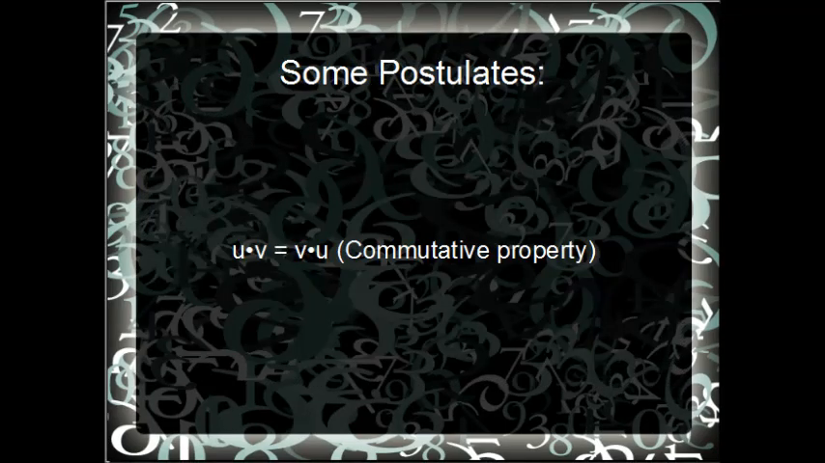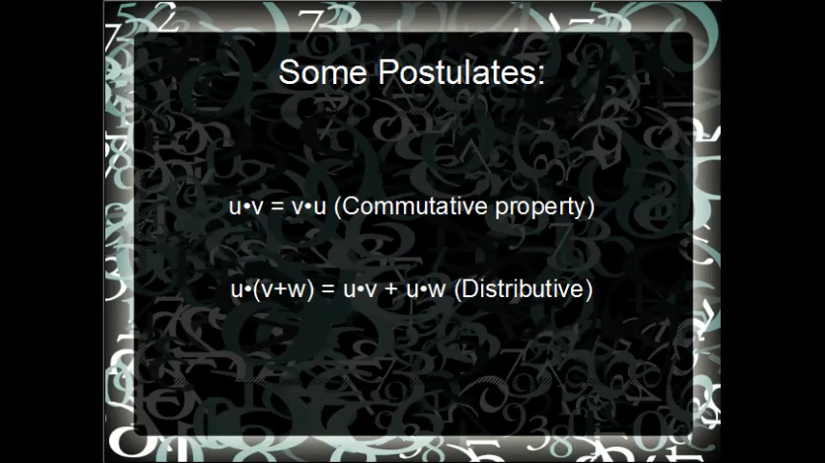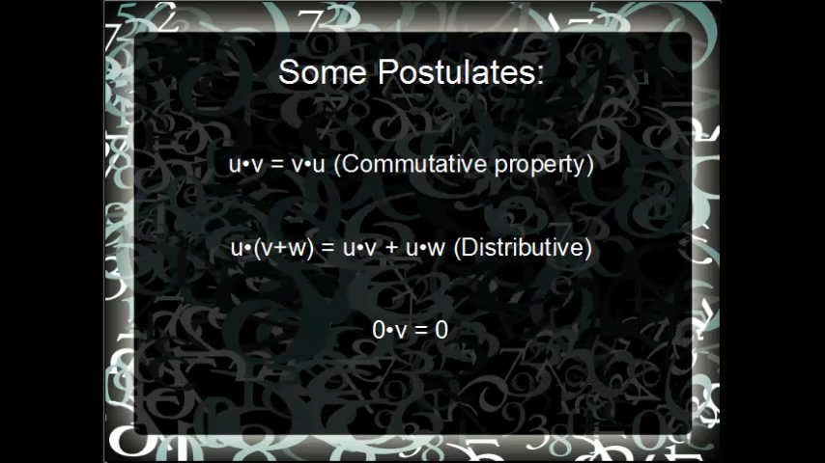Before I begin, here are some postulates to keep in mind. The first postulate is that u times v equals v times u, which is to say the commutative property. The next postulate is that u times the addition of v plus w is equal to u times v plus u times w. This is the distributive property. And the third postulate is that 0 times v equals 0, which is the zero property. I'll give you guys a moment to write that down and let it all sink in.